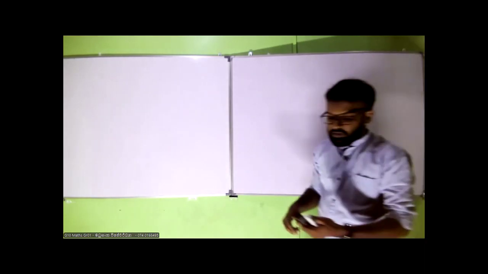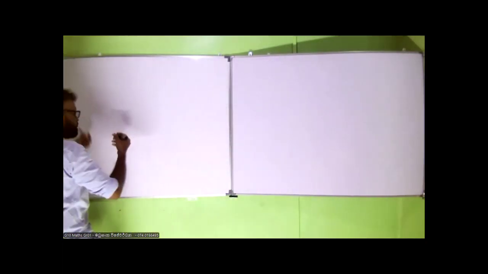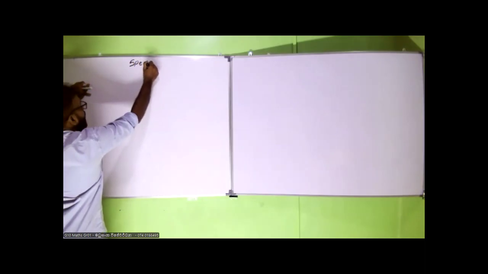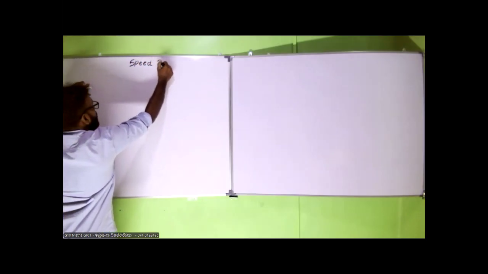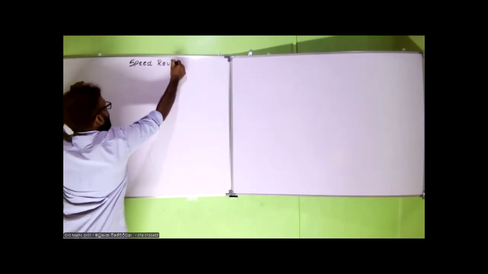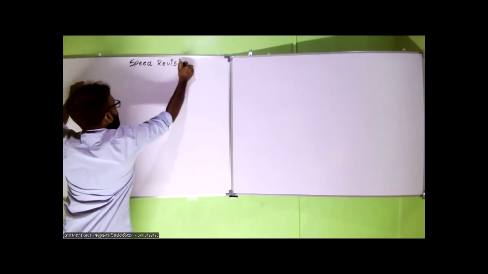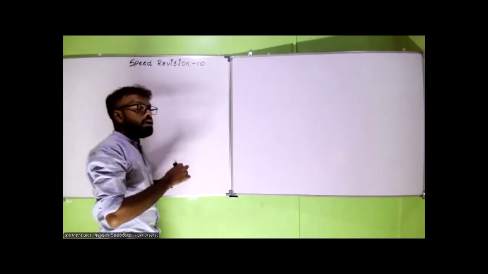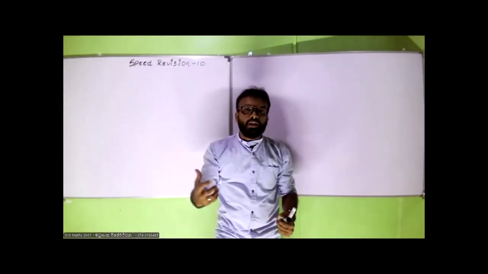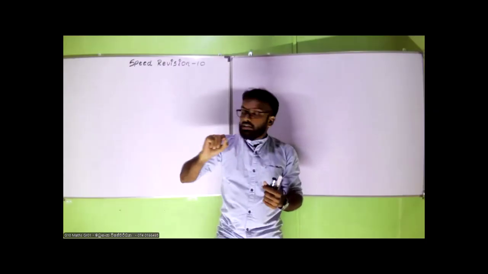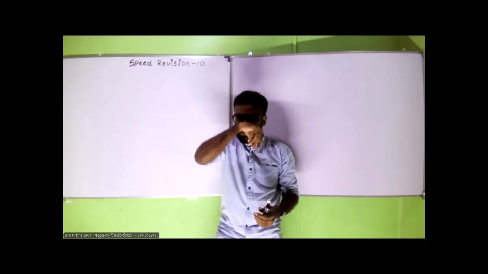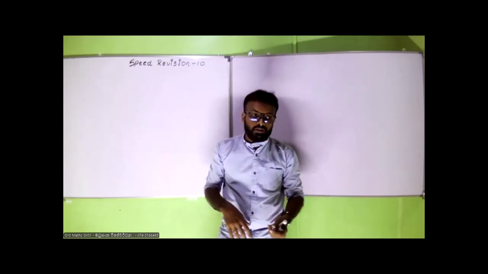So the first one, I will do it on the board. Speed revision 10. You can write the discussion with me in your book. That is why I told you to keep another extra book for speed revision and mixed exercise questions.